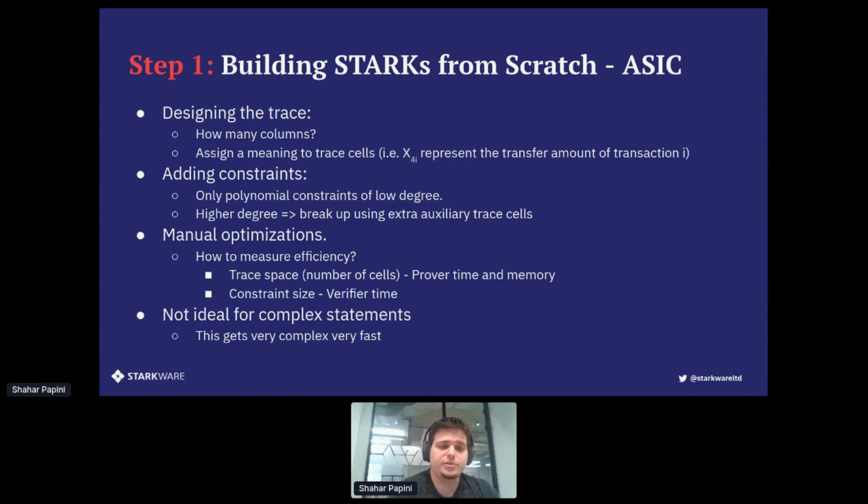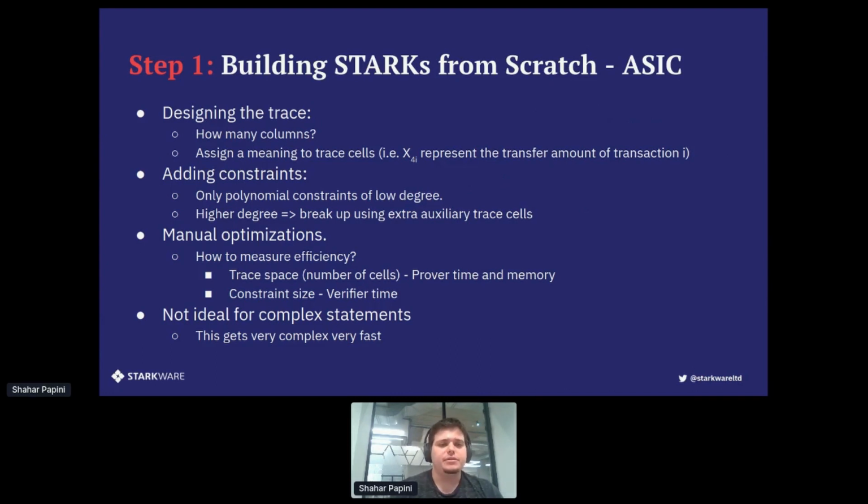Also, if you want to optimize it, it's all done manually. The way we measure efficiency in Starks is the size of this trace, that is the number of cells in this table. This trace space directly affects the prover time and the memory. The other way we can measure efficiency is the size of the constraints, which corresponds to the verification time. So the main thing we want to optimize for is the trace space, and the secondary is the constraint size, usually.